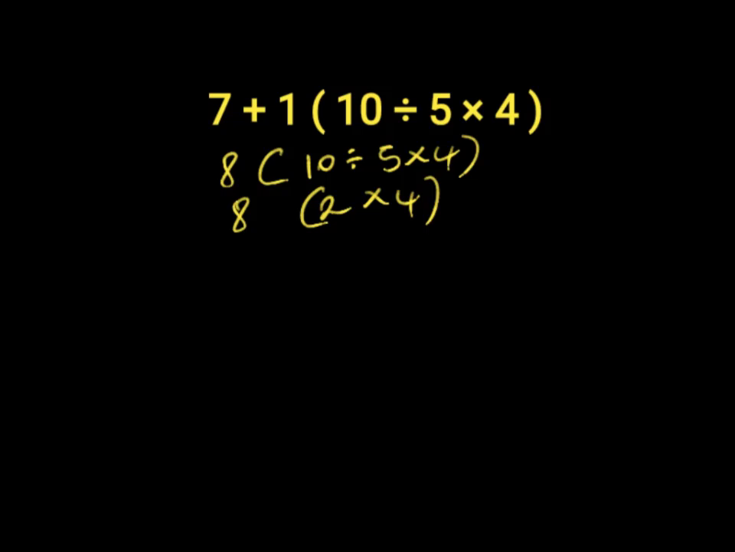Then bring down our 8 here. 2 times 4 will give us 8. Then we have 8 times 8. 8 times 8 is 64.